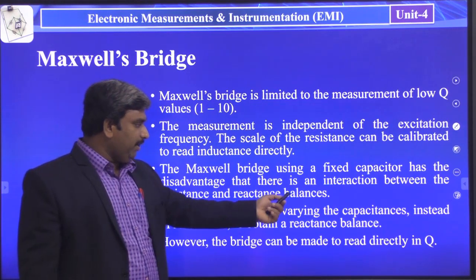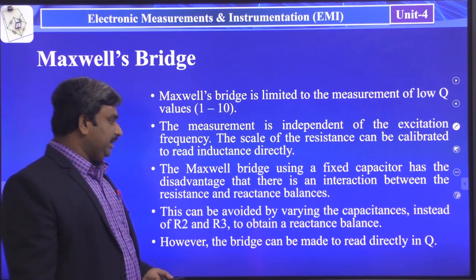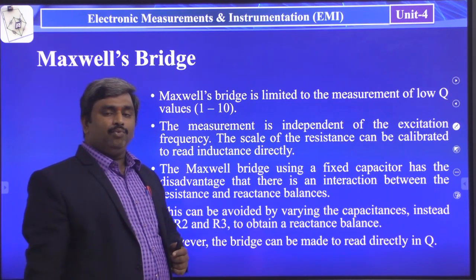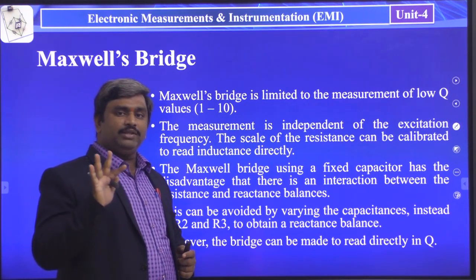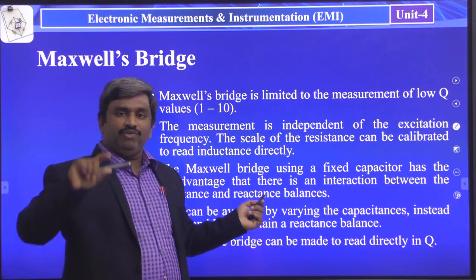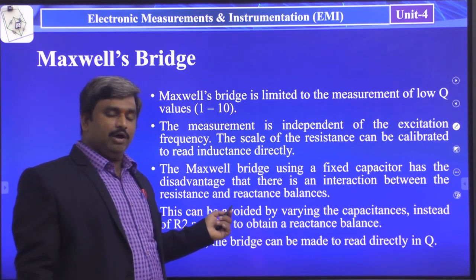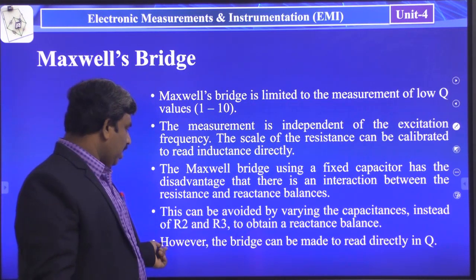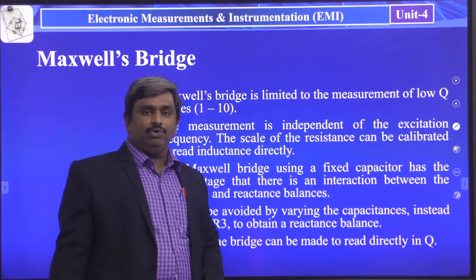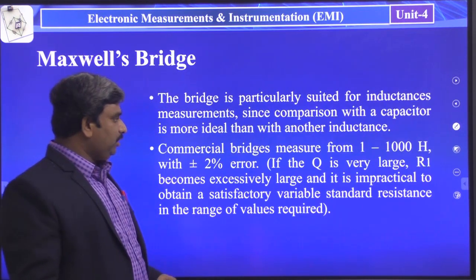This can be avoided by varying the capacitance instead of R2 and R3 to obtain the reactance balance. If you want to balance this reactance, there is no necessity of modifying the R2 and R3 values. Here we can vary the capacitance C1 value, which is available in the first arm of the Maxwell's bridge. However, the bridge can be made to read directly in Q.